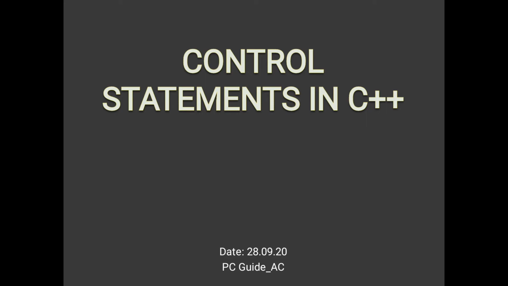Good morning, students. Today I'll be starting a new chapter called Control Statements in C++. This is from Unit 4, Programming in C++. This chapter and this unit are linked to the second chapter, Programming in C++, where you saw the overview of C++, input-output streams in C++, and operators and expressions in C++.